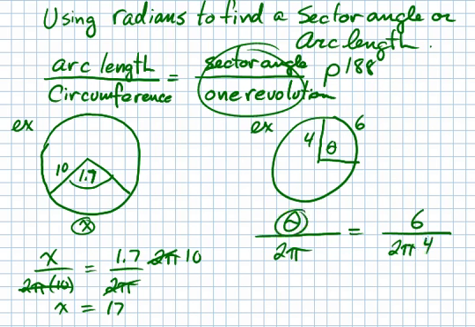Now to get the sector angle by itself, we multiply both sides by 2 pi, and you get theta is equal to 6 times 2 pi over 2 pi 4. Once again, the 2 pi's cancel. You're left with 6 over 4, or 3 over 2, or 1.5 radians. You don't even have to write radians. If you're measuring an angle and you don't show degrees, it's assumed to be radians.